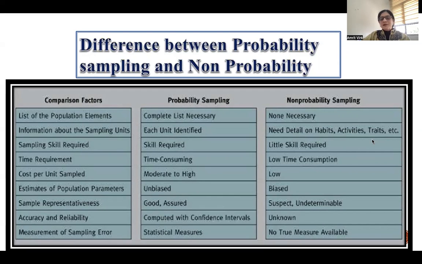The estimates of population parameters are unbiased in case of probability sampling, which is not so in case of non-probability sampling. Sample representativeness is quite good and assured in case of probability sampling, which is undeterminable in case of non-probability sampling. Also, when we talk about accuracy and reliability, this can be computed with confidence in case of probability sampling. However, it is unknown in case of non-probability sampling. So these were just a few of the differences that we need to know regarding probability and non-probability sampling.